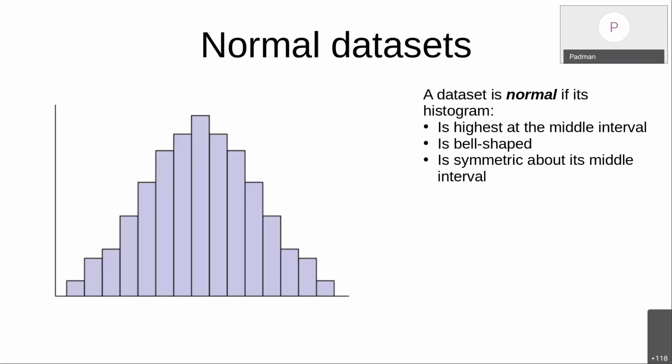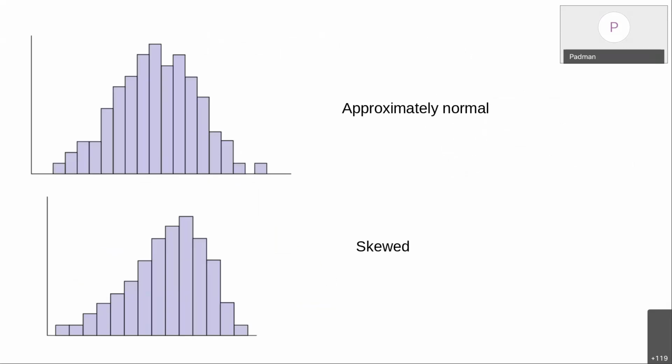So this is normal data. Of course, there are some variations. The data could be approximately normal, or the data could be skewed. So this is an example of skewed data. The histogram here is skewed towards higher values, so it is skewed towards the right of the mean. Most of the mass of the data is higher than the mean. The histogram is not symmetric.